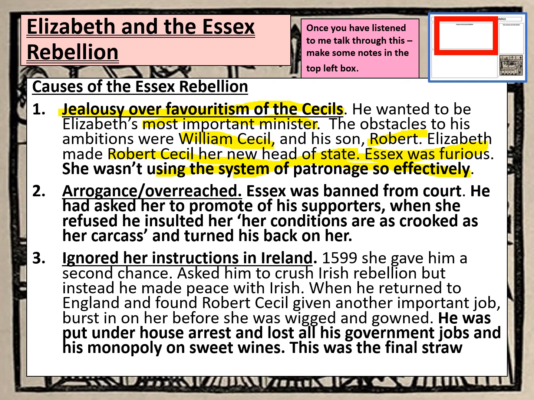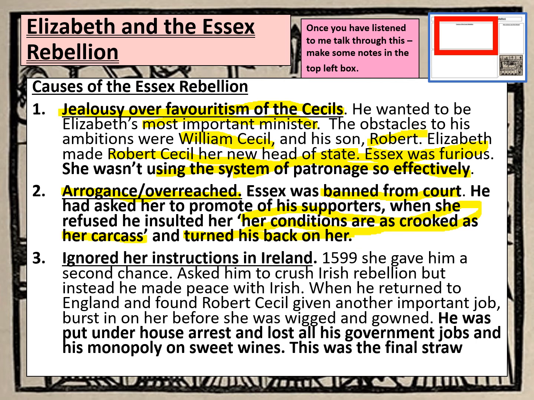And that links to the second point about Essex. Essex was incredibly arrogant. He knew he was very charming. He knew that Elizabeth kind of quite fancied him. He knew that she would kind of forgive him everything. So when he was originally banned from court, after he'd asked her to promote some of his supporters, he insulted her. "Her conditions are as crooked as her carcass," i.e. he was saying that she was disgusting looking and she was also crooked too. She promoted people that she wanted rather than people with ability.